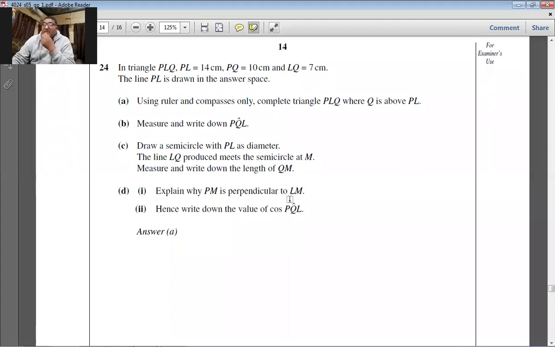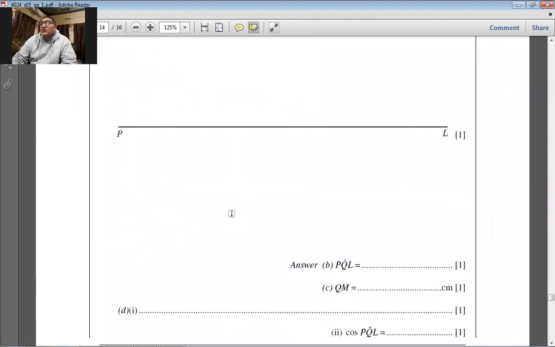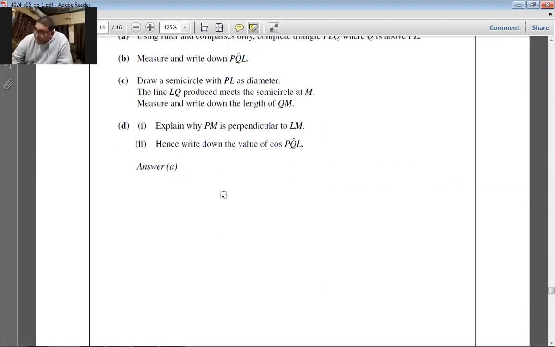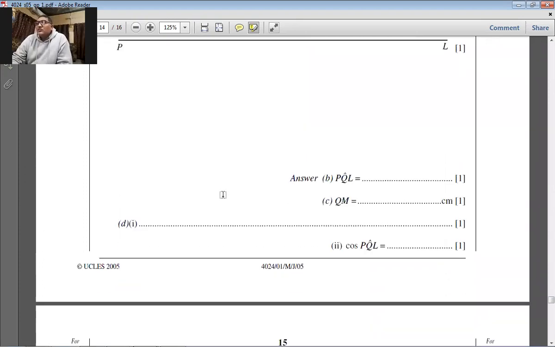Explain why PM is perpendicular to LM, and then he says, hence write down the value of cos PQL. Okay, these are the two questions. In question number 24, they want you to explain why PM is perpendicular to LM. This is one thing they are asking, and the other thing is, hence write down the value of cos PQL. This is question number 24, and this is what you have to write in the answer space where you have to write the answers.